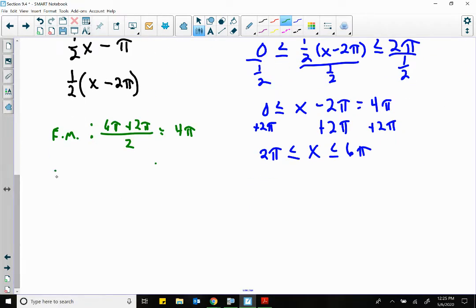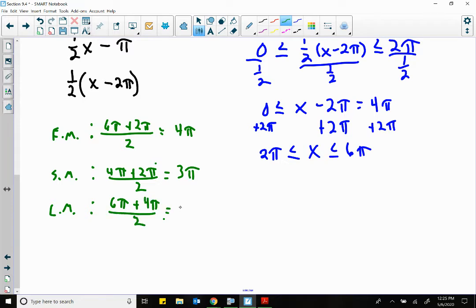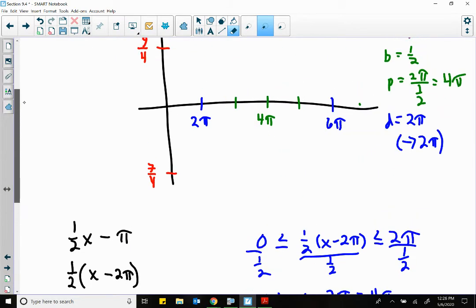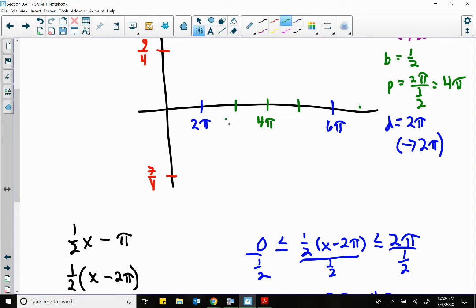To find the small middle, we'll take 4 pi plus 2 pi, divide that by 2. That gives us 3 pi. And then we'll find the large middle, which will be 6 pi plus 4 pi, and we'll divide that by 2, which gives us 5 pi. So we know that this is 3 pi, 5 pi. All right. So now let's talk about the graph.